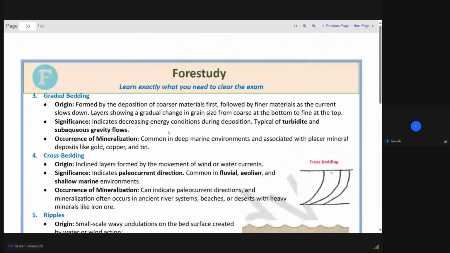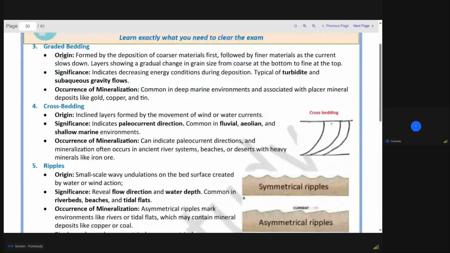So we first talk about graded beddings. They are formed by the deposition of coarser materials first, followed by finer materials as the current slows down. As the energy of the current is high, we get deposits of coarser sediments. If the energy of the current is low, we get deposition of suspended sediments or finer sediments. So the layers show a gradual change in grain size from coarse at the bottom to fine at the top. The significance is that it indicates decreasing energy conditions during deposition, typical of turbidites and subaqueous gravity flows. So in turbidites, you get this fining upward sequence.